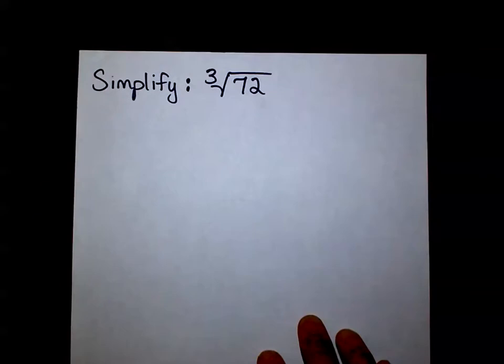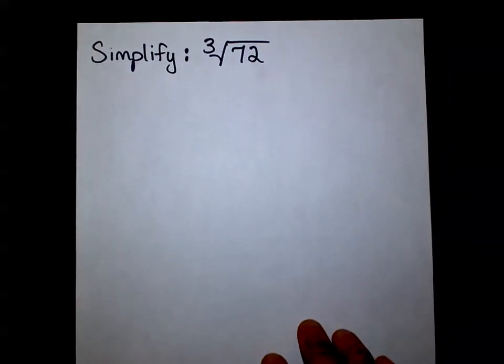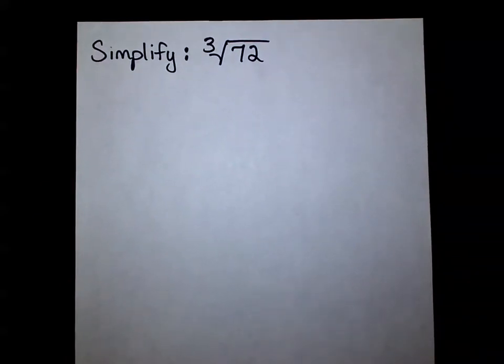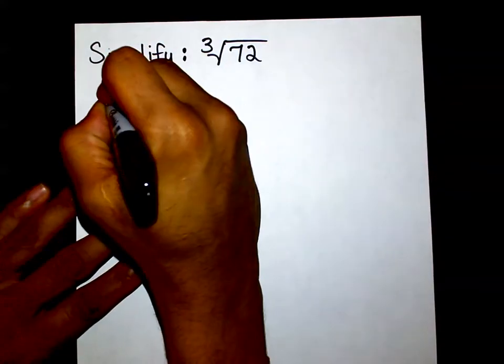Oh yeah. Got the cube root of 72. Let's get it popping in here, folks. All right. Let's go. Rewrite.